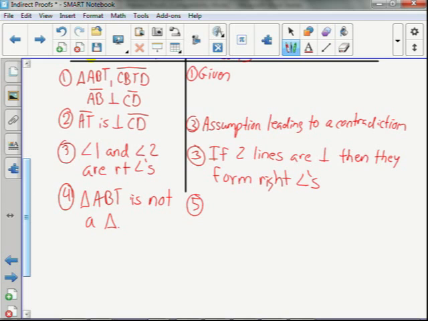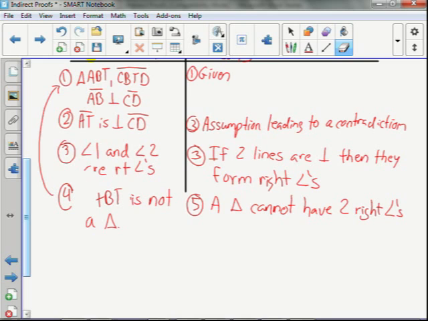Why? A triangle cannot have two right angles. Now, what did we do? We have a contradiction. Triangle ABT, well, I guess in this step it'd be better to say it this way: ABT is not a triangle. Get rid of the triangle part of it. That's a contradiction. Well, how did we get to our contradiction? We got to our contradiction from our assumption in statement 2.